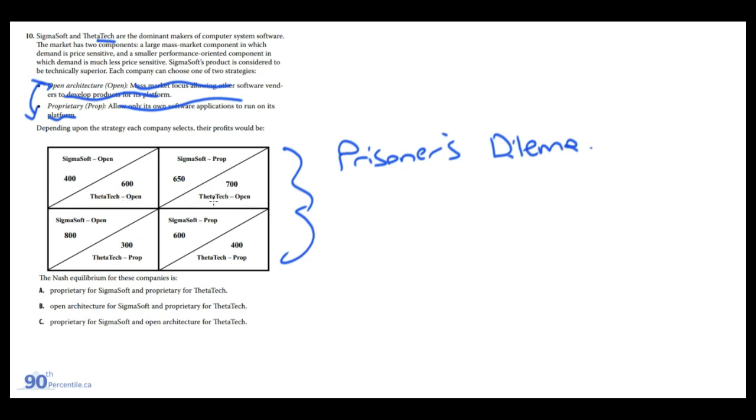So given that Theta is open, what is Sigma's better decision? We have Theta open here, Theta open here. Sigma is going to choose not to be open because they're only going to get 400. They're going to choose 650. So Sigma is going to be proprietary and Theta Tech is going to be open. And that is your equilibrium, which is answer C down here. So proprietary for Sigma and open for Theta.